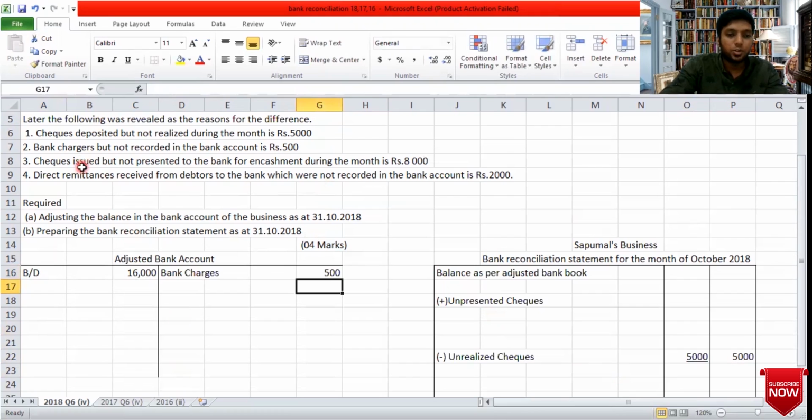And then we have checks issued but not presented to the bank for encashment during the month. So this is an unpresented check, 8,000. You will take it here and you will transfer to the.